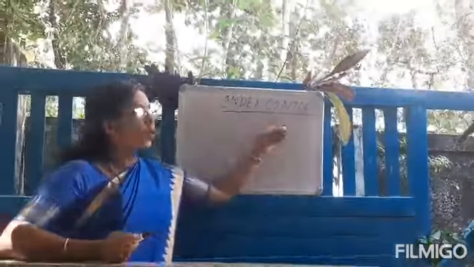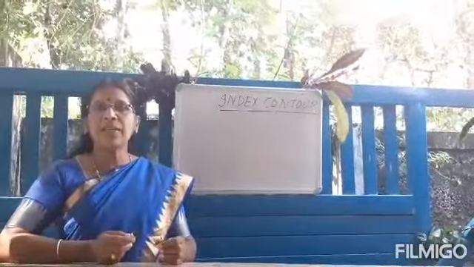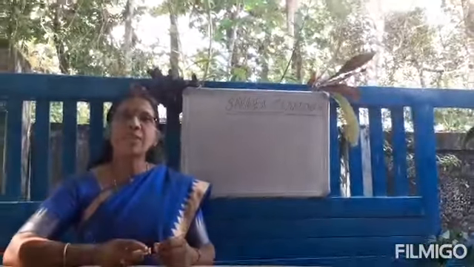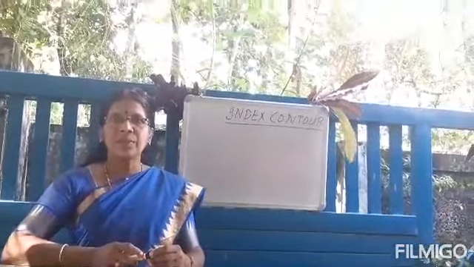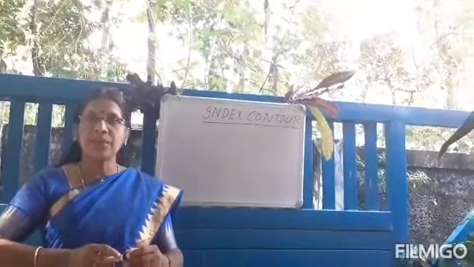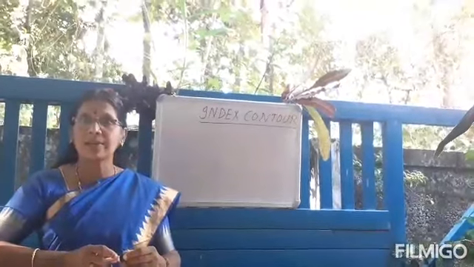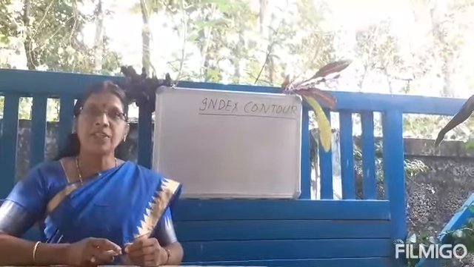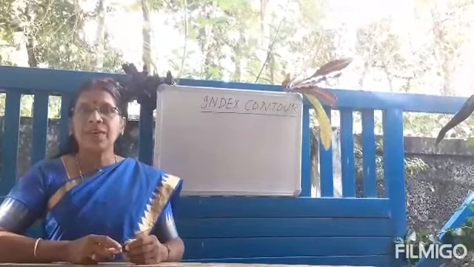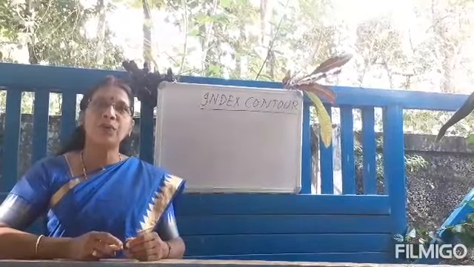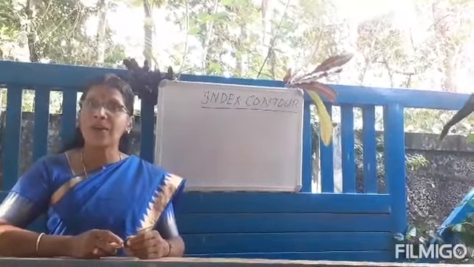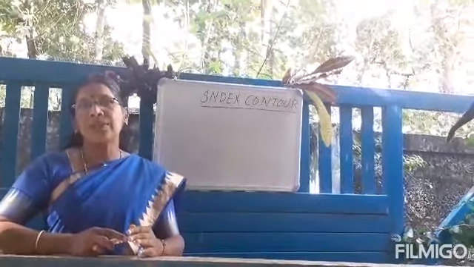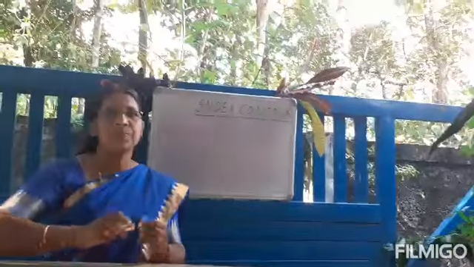Next, index contour. What is meant by index contour? Although the contour interval is 20 meter, in the topographical survey sheet one can find height shown as 100 meter. To make the topographical survey map a distinct one, every fifth line in the multiple of 20 is made more noticeable. This contour is called index contour.